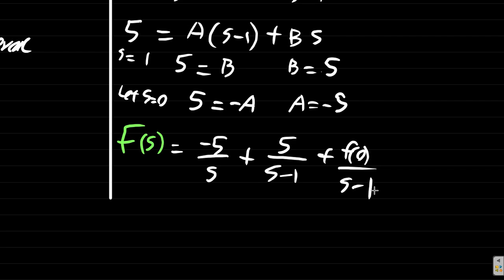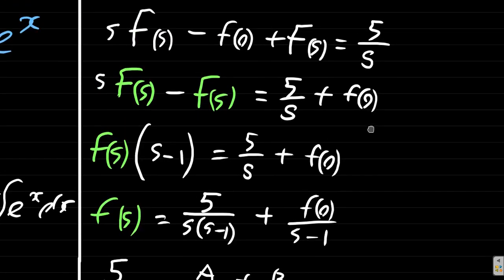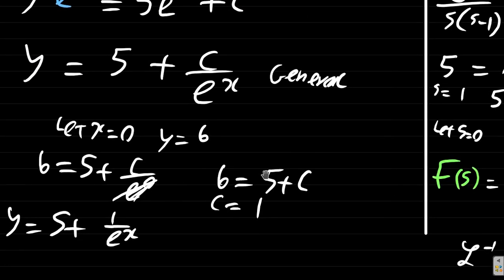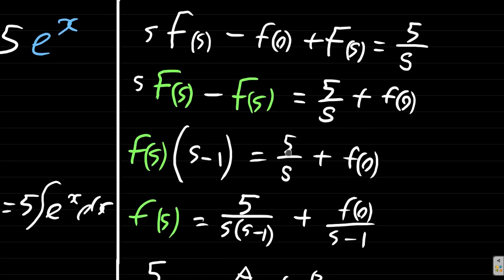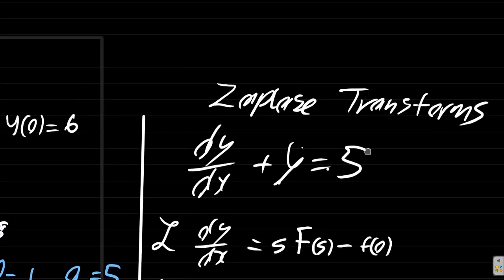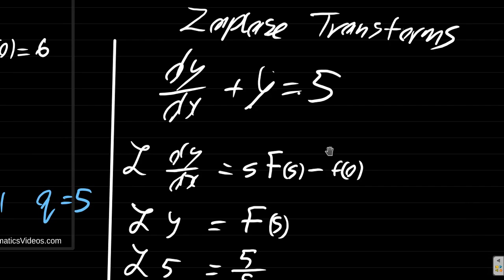Alright? Now, at this point, we can find our inverse Laplace transform. Now, what is the inverse Laplace transform of negative 5 over s? Let me see something here. So, let me just check back on something. We have that, and that. This, that, and the other. Just checking back on something.